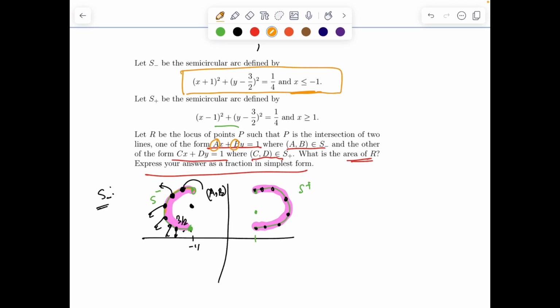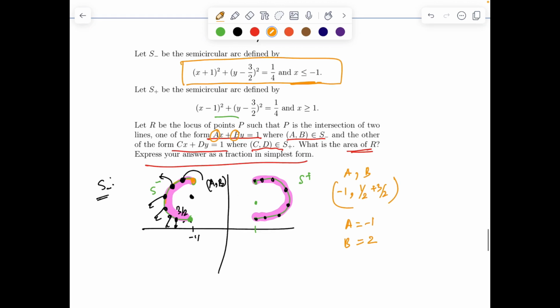For example, one of the values will be x equals minus 1, and that gives the y value as 3 by 2 plus half, which is 2. So the ordered pair is A equals minus 1 and B equals 2. With A as minus 1 and B as 2, I can draw the line minus x plus 2y equals 1. When x is 0, y is half, and when y is 0, x is negative 1. So we have this line over here.